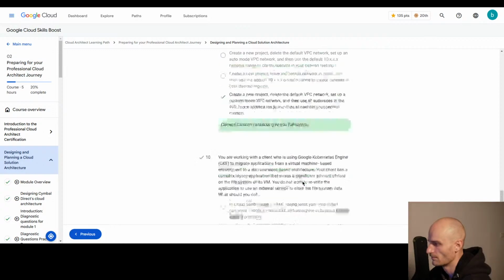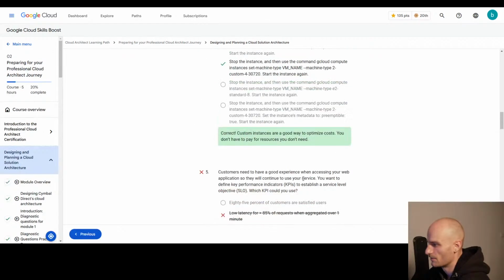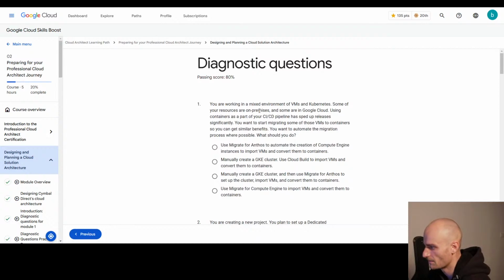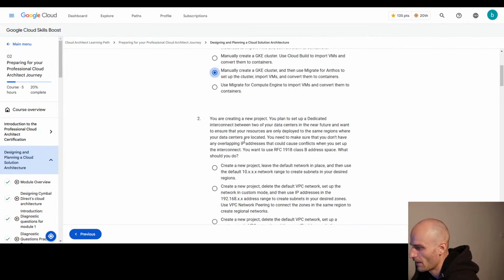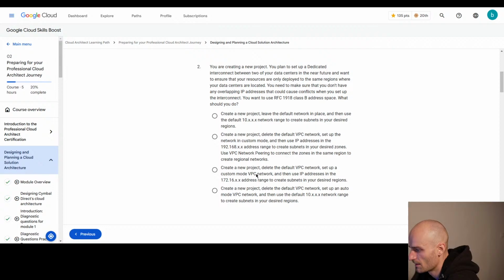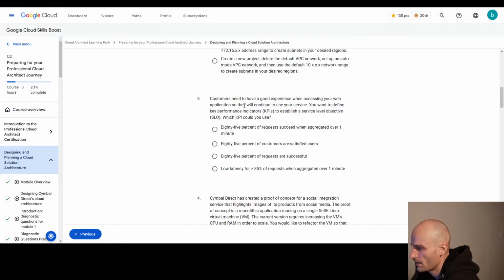Okay. Therefore, we need to take it and hopefully I remember everything. Okay, so this is the one about manually creating a GKE cluster and using Migrate to set up the cluster. Okay, you are creating a new project, so set up a custom network. Okay, customers need to have a good experience, and so on. So it's not low latency. Okay.